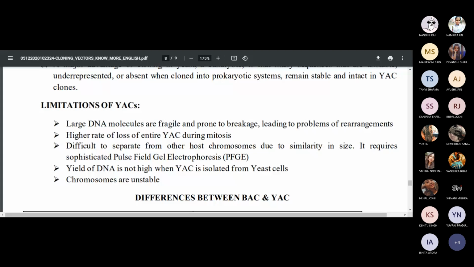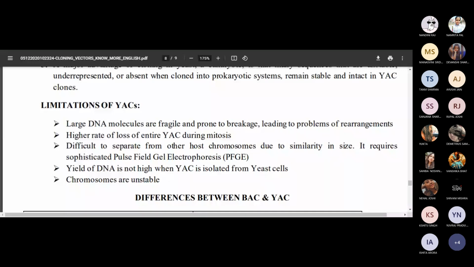It is also difficult to separate from the host chromosomes. In the case of the plasmid vector, we mentioned that we separate on the basis of size. Plasmids are of smaller size and chromosomal DNA is larger, but here the size difference is not that large, so you can't separate them. And to analyze them, you also can't use normal electrophoresis.